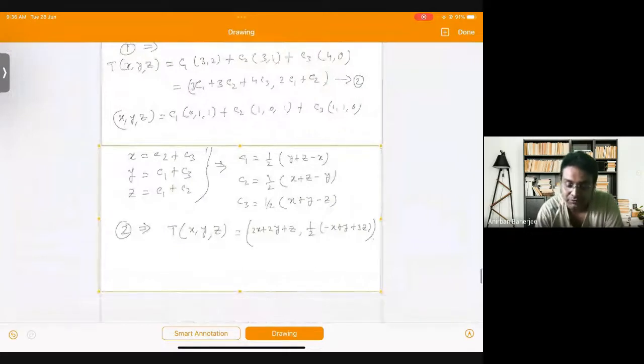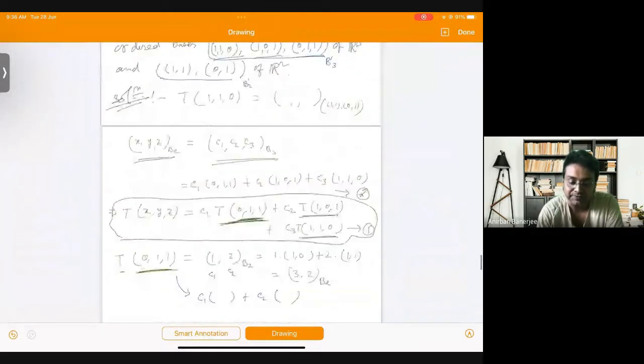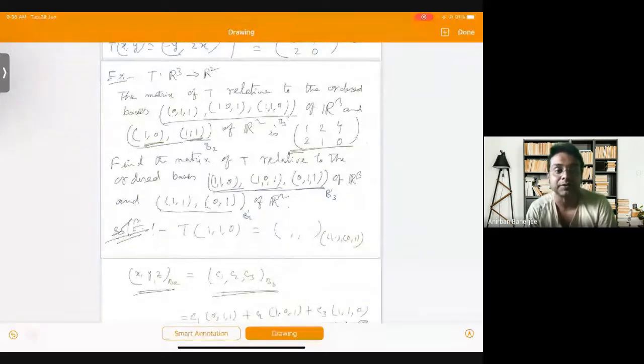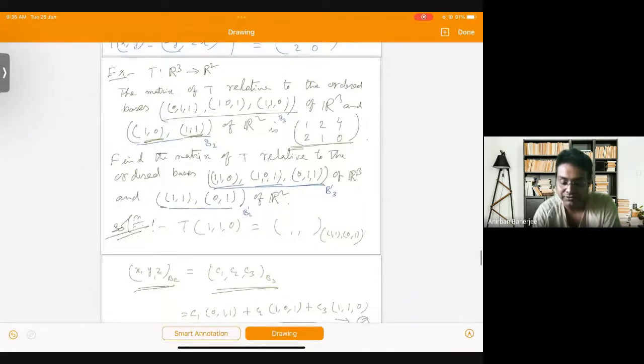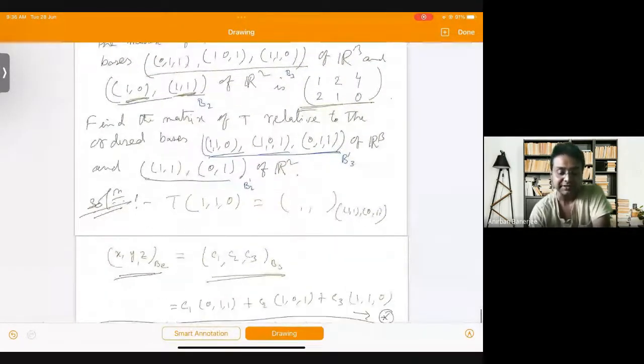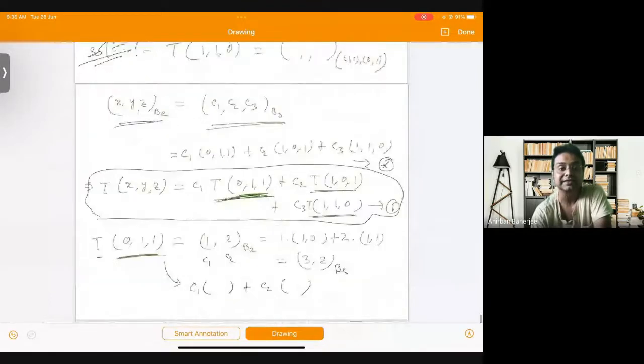But until now, whatever we have done, do you have any question or comments or doubts? Then we'll solve the rest of the problem. Whatever we have done until now, we have figured out the formula of the linear transformation with respect to the standard basis or standard coordinate system.